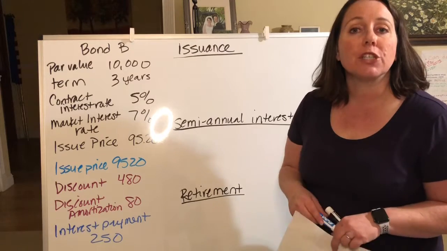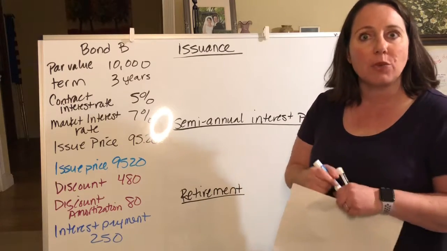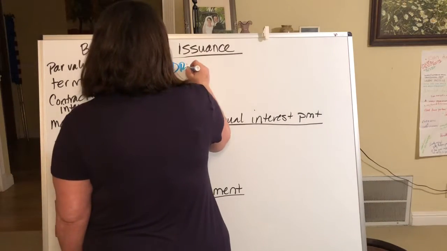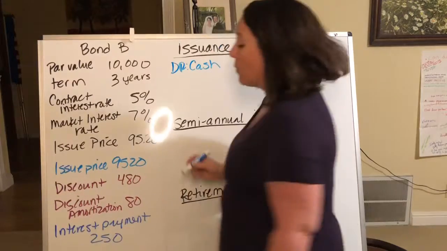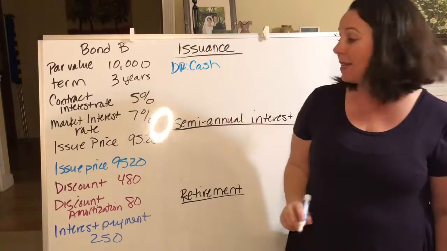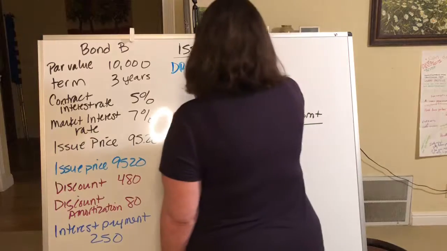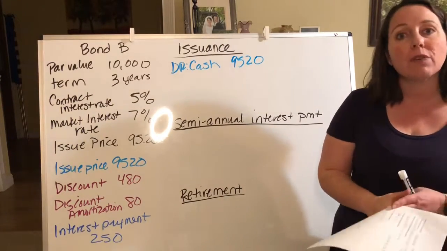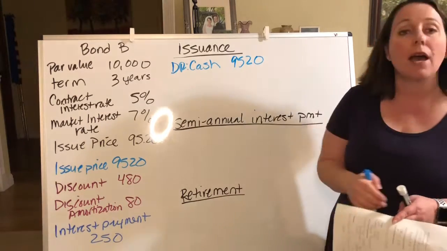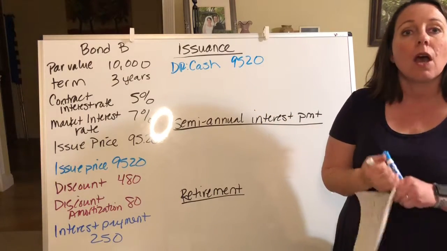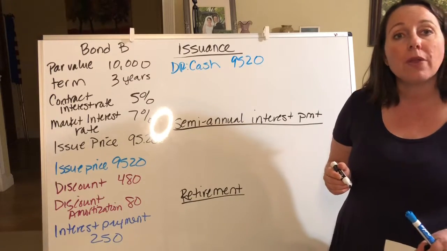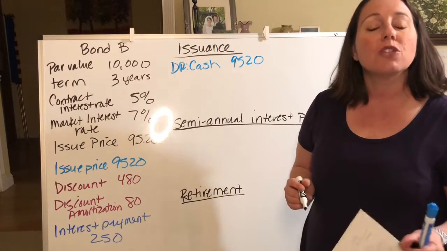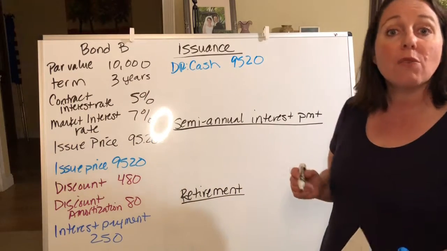The first thing we want to do is record the cash. We got cash, that's why we sold the bond. So we're going to debit cash. We're going to debit cash for the issue price, $9,520. When we sell our bonds at a discount, we don't get the full par value up front. We only get a portion of it. All right, we also know that the amount we owe, the amount we have to pay after 3 years, is the full par value. So I have a credit to bond payable for the full par value of $10,000.